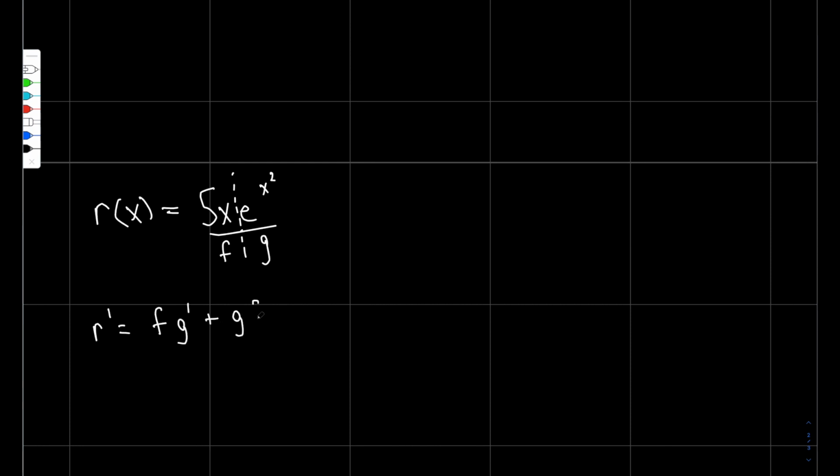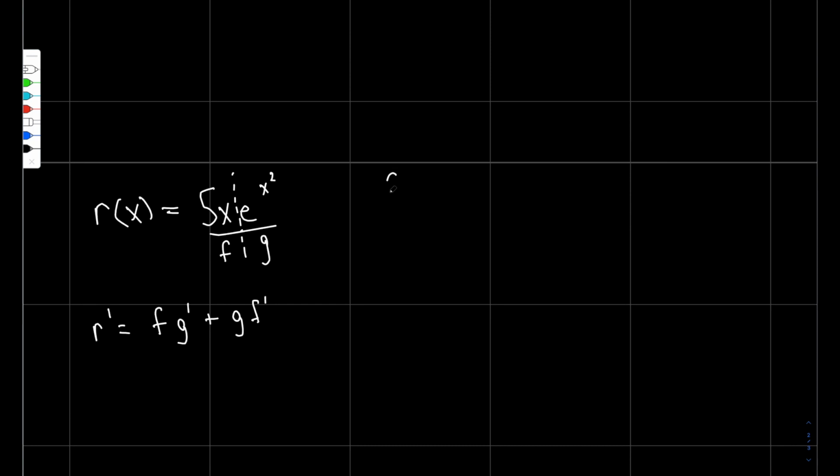For this example, we're going to do an example that uses both the product rule and the chain rule. Let's call this function r of x. r of x is equal to 5x e to the x squared. So I look at this and I see, okay, if I split this down the middle, I have a function here, call this f, and a function here, g. So I know I'm going to have to use the product rule. Let's say r prime is going to be equal to f times g prime plus g times f prime.